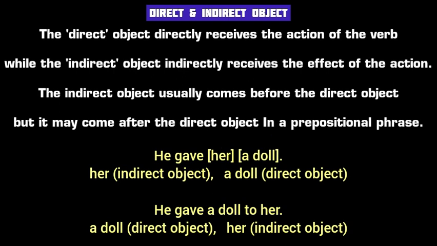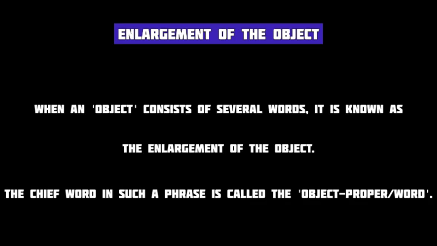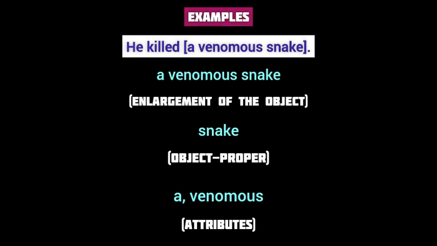Earlier in the video, we have learnt about the enlargement of the subject. Now, what about the enlargement of the object? When an object consists of several words, it is called the enlargement of the object. And the most important word or the chief word in such a phrase is called the object word. For example, he killed a venomous snake.